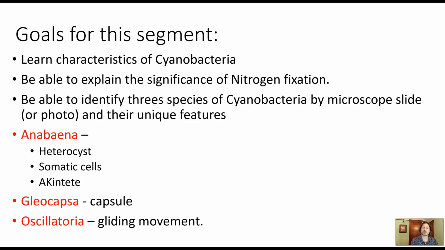Then we're going to learn to identify three different genera of Cyanobacteria, Anabaena, Gleocapsa, and Oscillatoria, each of which I've chosen to show you some unique features that represents the other parts of the Cyanobacteria domain or kingdom or phylum that we aren't going to be seeing. Okay, so let's get going on this.